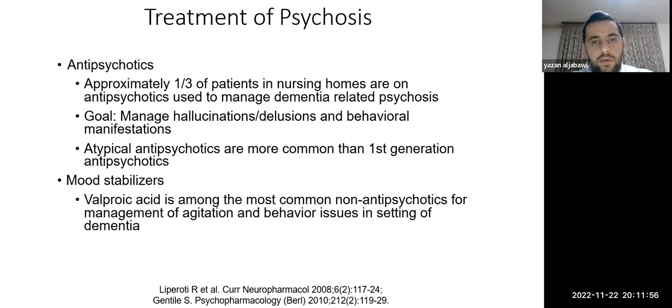Now, regarding the treatment of psychosis in the context of dementia, we use antipsychotics or mood stabilizers. Approximately 1/3 of patients in nursing homes are on antipsychotics to manage dementia-related psychosis. The goal of this usage is to manage hallucinations, delusions, and behavioral manifestations for these patients. Atypical antipsychotics are more commonly used than typical antipsychotics. Regarding mood stabilizers, valproic acid is among the most common non-antipsychotics for management of agitation and behavioral issues in the setting of dementia.